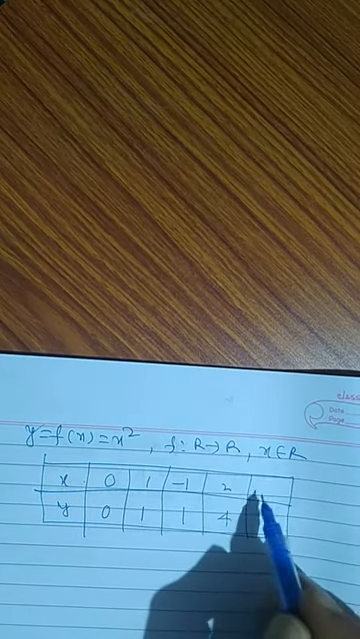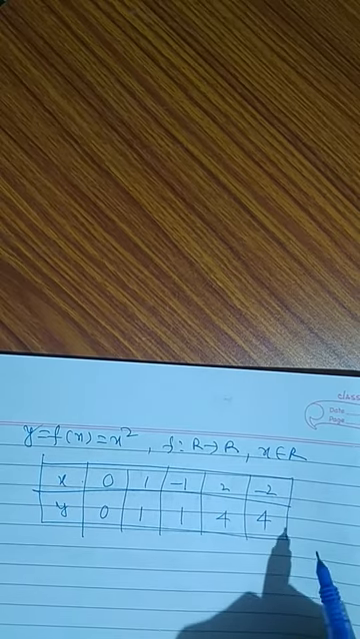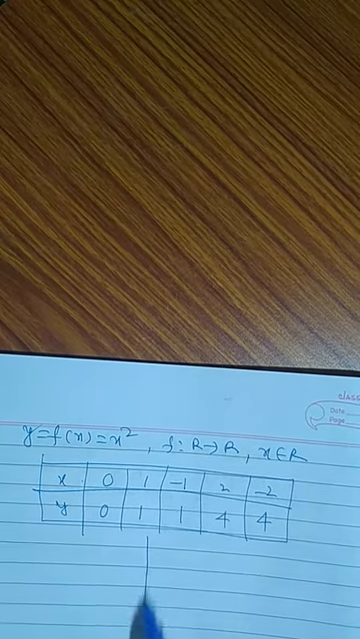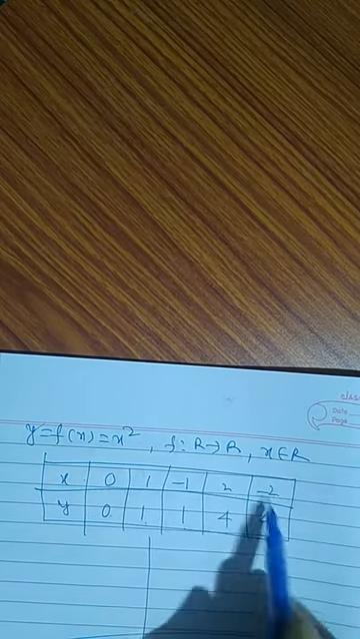Suppose x is 0, what is your y? 0 square is 0. If x is 1, y is 1 square, which is 1. If x is minus 1, y is minus 1 square, that is 1. If x is 2, it is 4, and if x is minus 2, it is also 4. So if you mark these points, what are the points we got? 0, 0; 1, 1; minus 1, 1; 2, 4; minus 2, 4, like this.